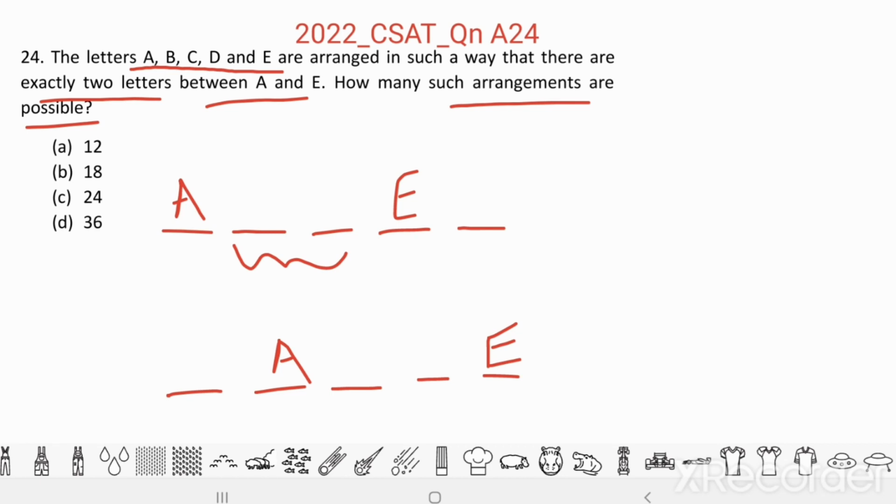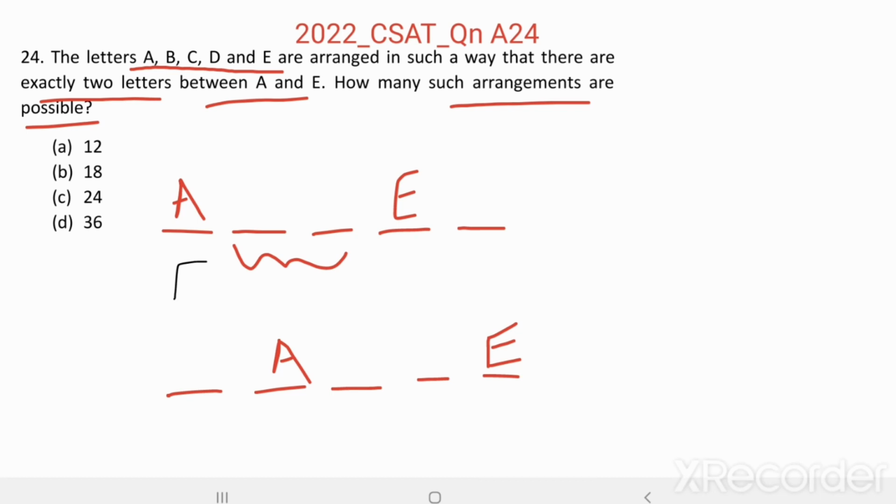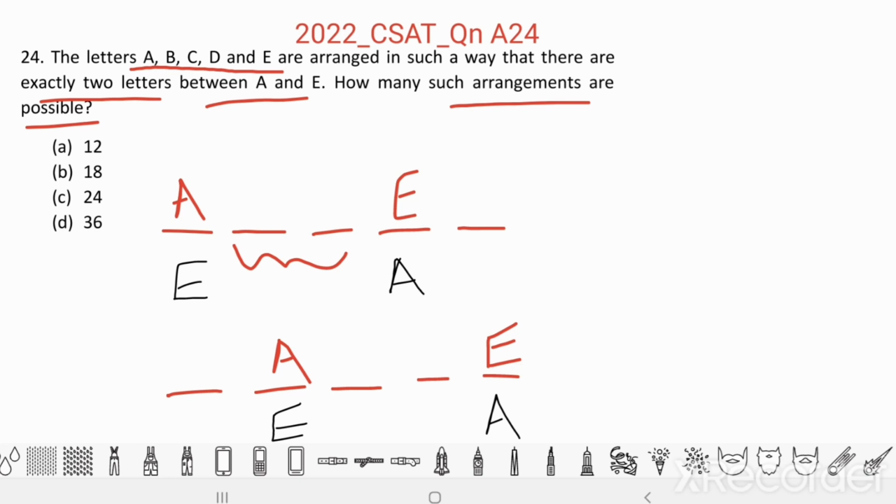Then again we can arrange A and E. Instead of A we can keep E. Then exactly after 2 places in 4th place we can keep A. Similarly here also instead of 2nd place we can keep E, and in the 5th place we can keep A. That means A and E we can arrange in these two places in two ways. Here also in two ways.